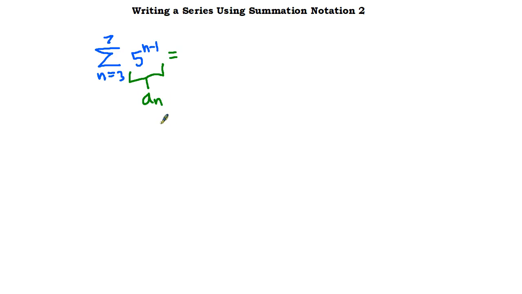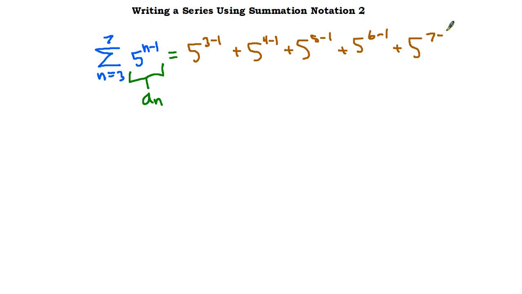In other words, it'll be our a sub 1, our a sub 2, our a sub 3, and so we'll keep going like that. Anyways, let's go ahead and write this out. So if we go to write this out, we'll do something like this: 5 to the 3 minus 1, and then we will add that to 5 to the 4 minus 1, because the n is being incremented by 1 from 3 to 7. So we'll add that to 5 to the 5 minus 1, plus 5 to the 6 minus 1, and finally plus 5 to the 7 minus 1.